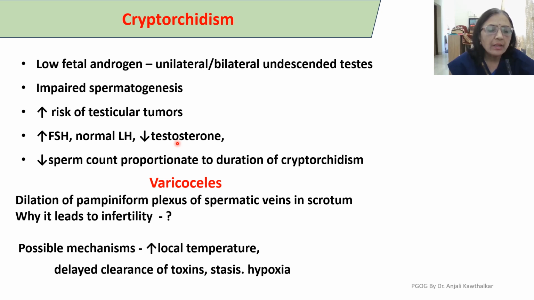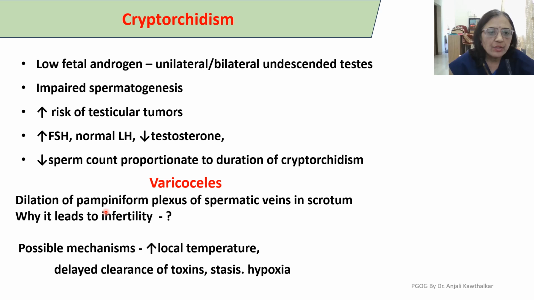As we have already seen, whenever spermatogenesis is problematic, the Sertoli cells are having a problem and secrete less inhibin B, and that is why there is an increase in FSH, whereas LH usually remains normal. There is low sperm count proportionate to the duration of cryptorchidism. So if it is surgically corrected earlier, then oligospermia is not very severe.